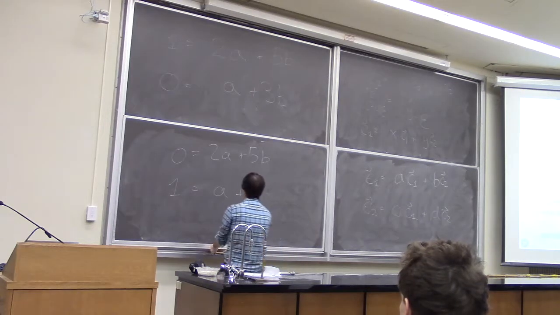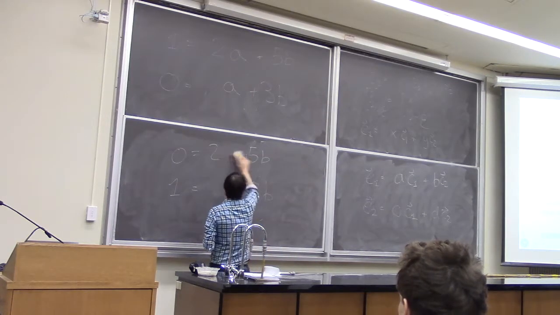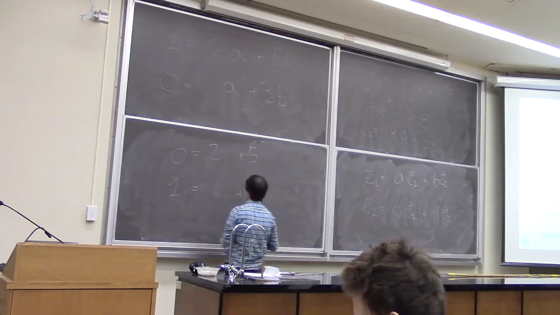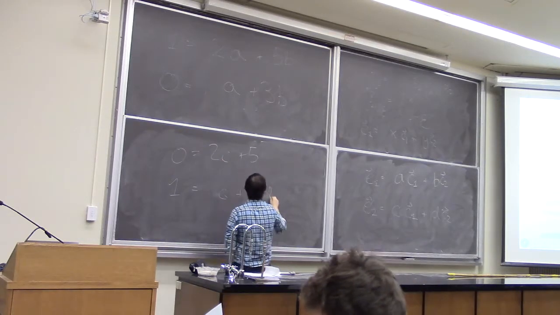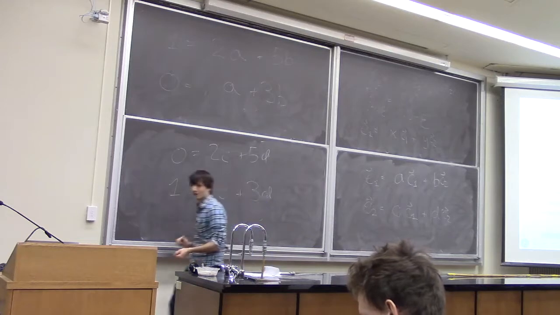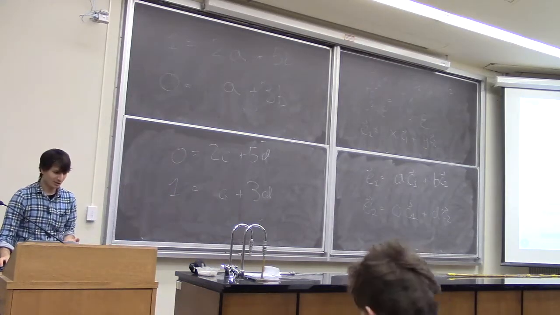Oh, I did something dumb though. I wrote AB twice, or I should have written C and D in this one. Let's fix that. C, D, D. Okay. Let's see how many people got it.